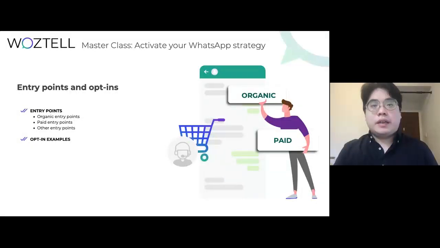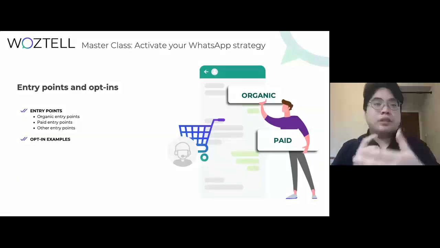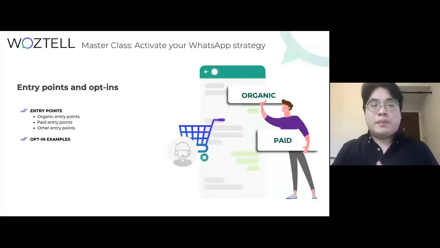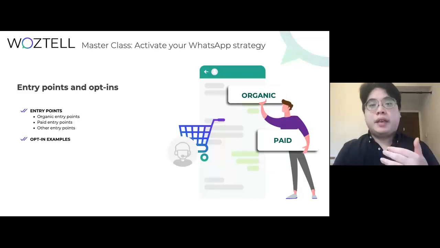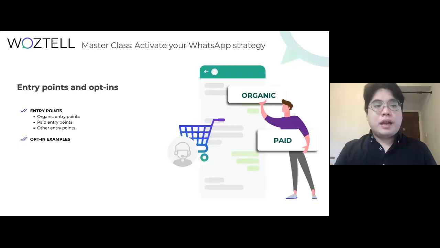So these are some ways that you can formulate your strategy in WhatsApp. But you must always think about, as I've mentioned before, ways to increase revenue or cost saving using the WhatsApp Business API capability and to automate personalization and scale up. So now we move on and talk about the entry points and opt-ins.